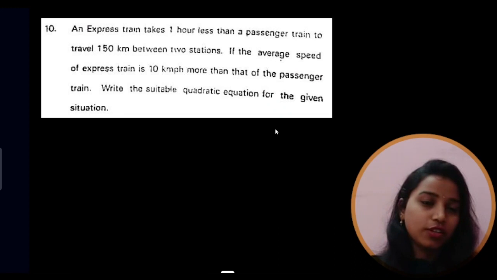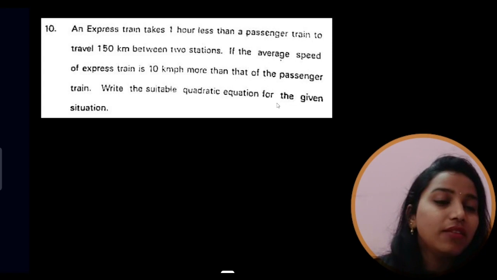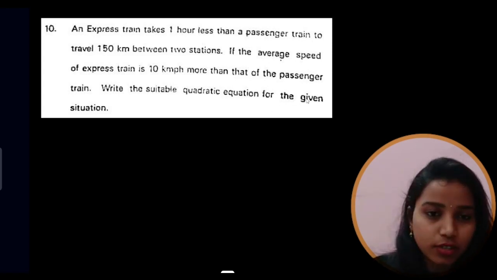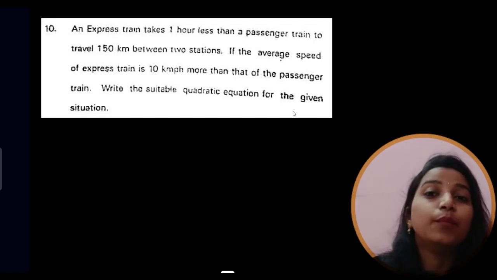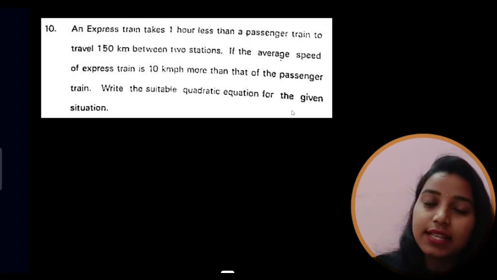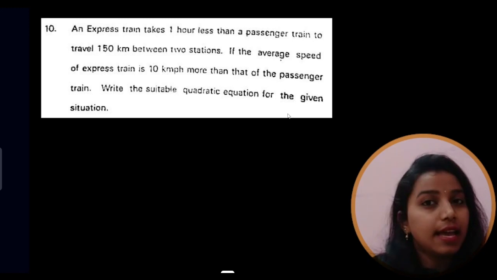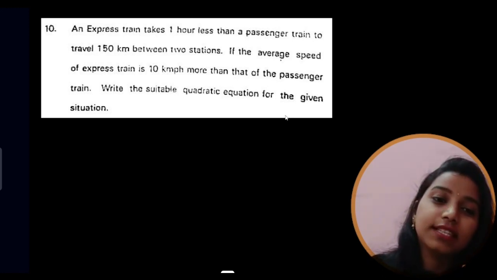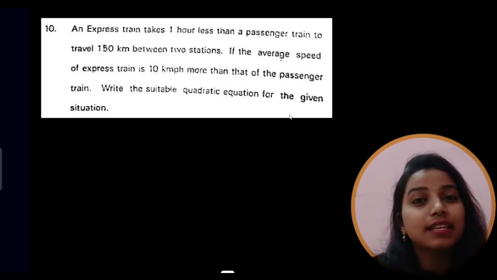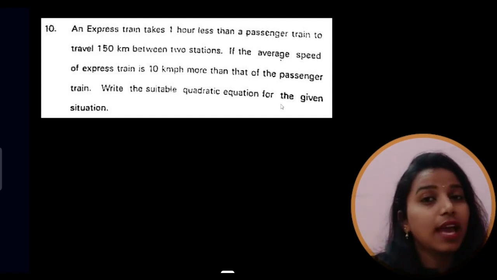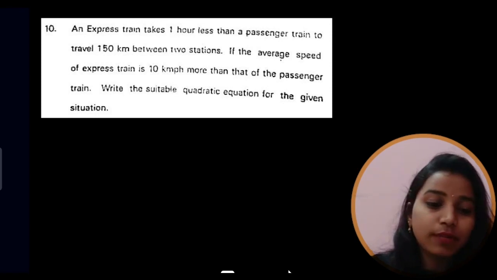So guys, here we have one more question. An express train takes 1 hour less than a passenger train to travel 150 kilometers between two stations. If the average speed of the express train is 10 kilometers per hour more than the passenger train, right? Write the suitable quadratic equation for the given situation. Here too, they didn't ask us to find what exactly the velocity or time, simply to form an equation, right? So we can write it in two ways, but let me first explain one way.